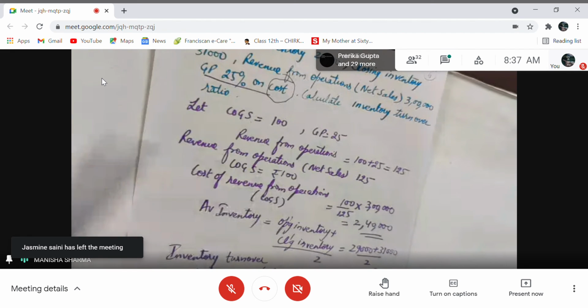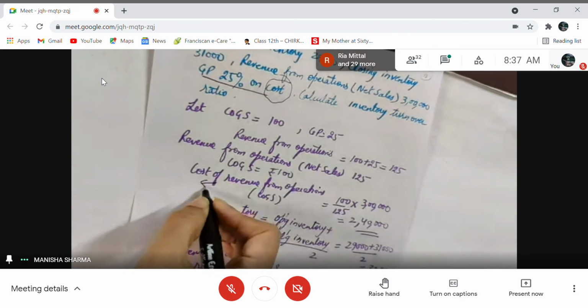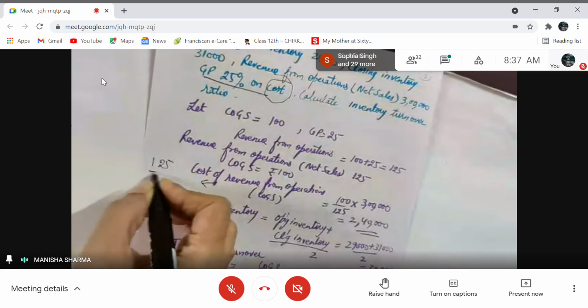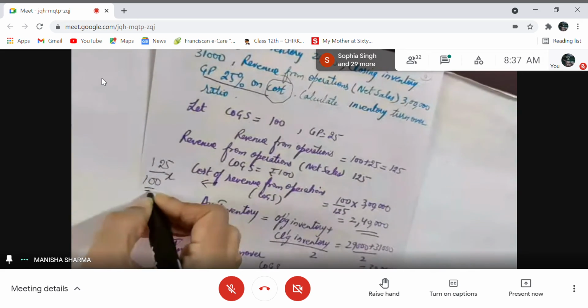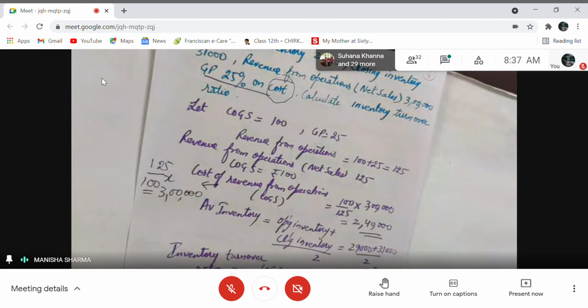So to find cost of revenue from operations, that is COGS, it would be 100 upon 125 into 3 lakhs, because you know the unitary method. What is the unitary method? It would be 125 upon 100 x is equal to 3 lakhs. Sales is 125% of the cost of revenue from operations. So 125 upon 100 x is equal to 3 lakhs.